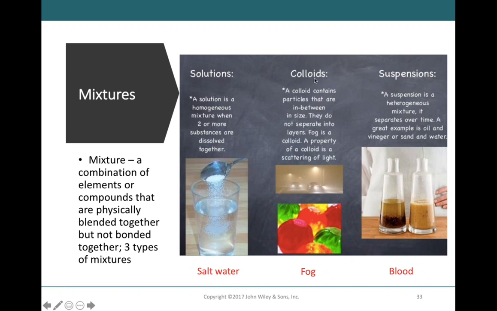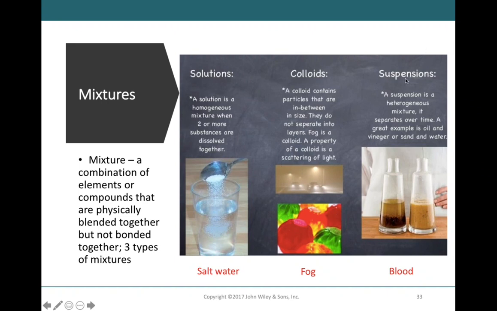Our colloids, on the other hand, are going to contain particles that are in between in size. So these particles are medium size. Our colloids have particles that are a little bit larger than they were in solutions. And this produces a murky substance. So Jell-O is an example of a colloid. There are very large colored particles in our colloids, and that's what makes our Jell-O somewhat translucent. It's not necessarily transparent like salt water is, but Jell-O is going to be translucent. For example, fog is going to be another depiction of a colloid because it's going to be a mixture of air and very large water particles. So both of these are examples of colloids.